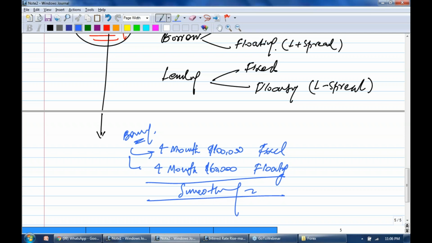Ladies and gentlemen, it's very simple. $100,000 fixed: the risk is that interest rates will decrease. $60,000 floating: the risk is that interest rates will increase. So the common $60,000 is smoothed. The common $60,000 is netted off between fixed and floating. The netting off between fixed and floating is called smoothing.